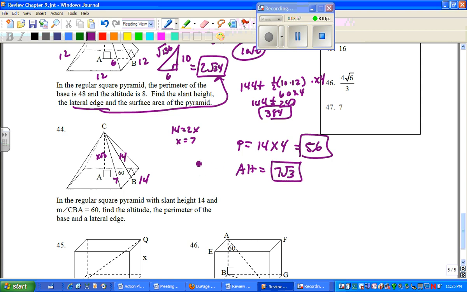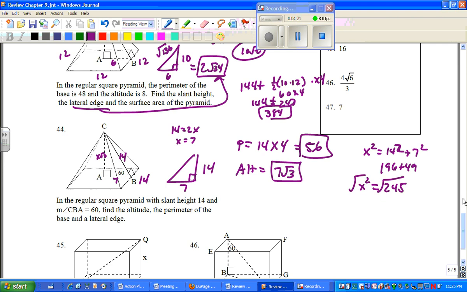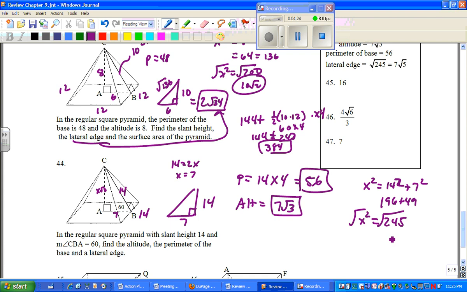And then the lateral edge, you see the triangle. You got a side of 14 and 7. Do Pythagorean theorem. x squared is equal to 14 squared plus 7 squared. 196 plus 49 is 245, which equals x squared. Square root it. When you want to simplify the square root of 245, you get 7 roots of 5. And this piece right here is your edge that we're looking for.